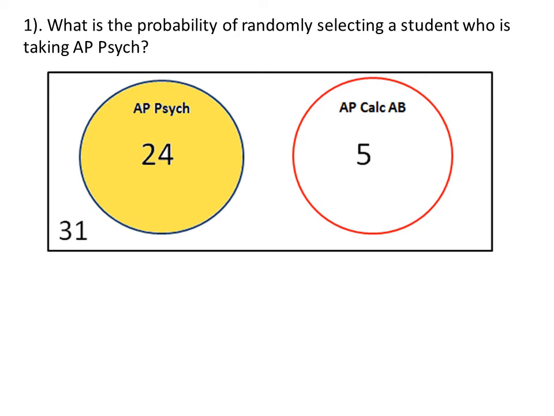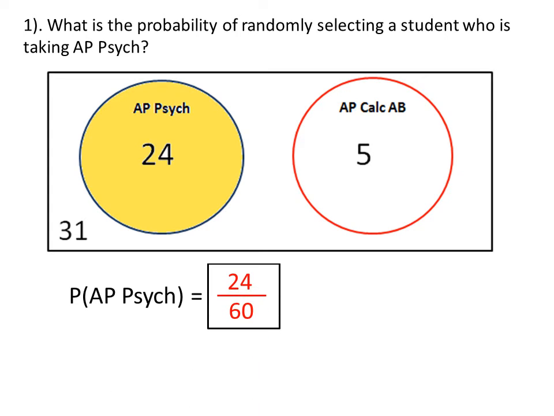So what is the probability of randomly selecting a student who is taking AP Psych? Well, I shaded in the area that is AP Psych, and we can see that is going to be 24/60ths. We are not simplifying this fraction.